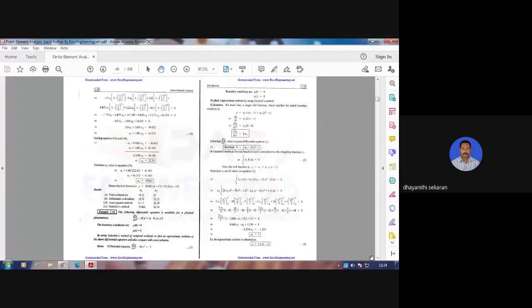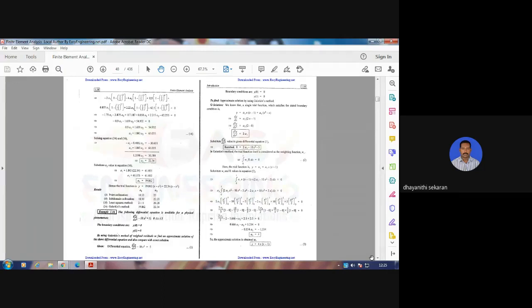Listen carefully. By using the Galerkin method of weighted residuals, find an approximate solution of the above differential equation and compare it with the exact solution. So the differential equation is d squared y by dx squared minus 10x squared equal to 5. In this problem, one thing is not given. Can anybody say what is not given? Venkatramana, Augustine Thomas, can anybody say which one is not given in this problem?